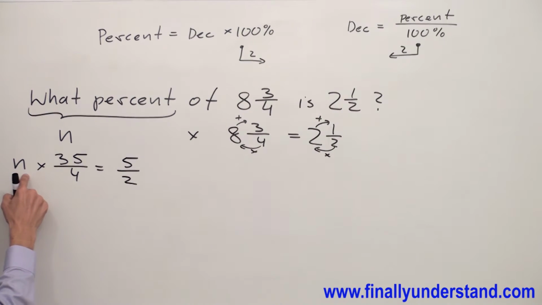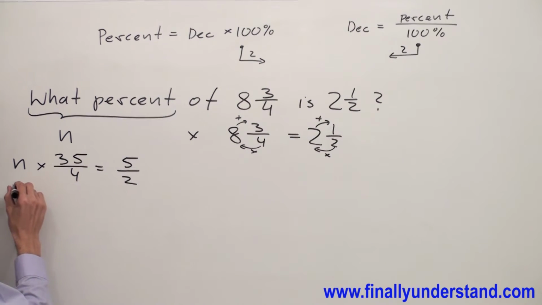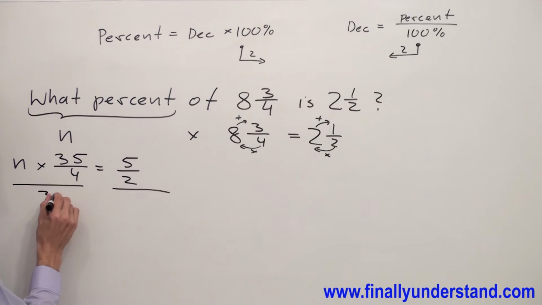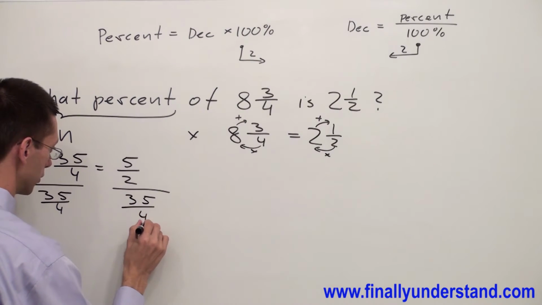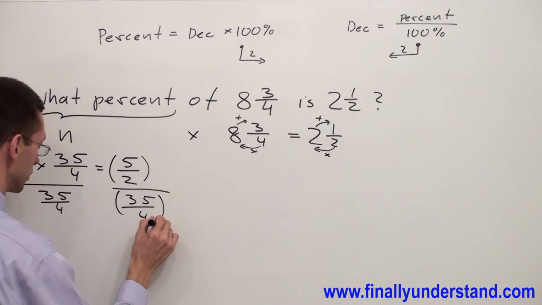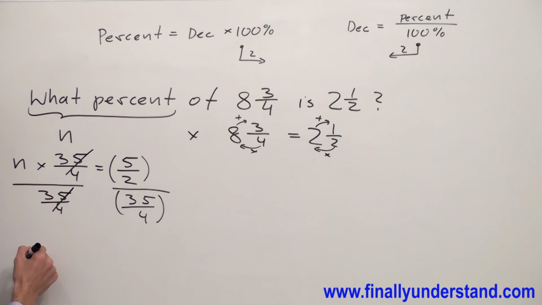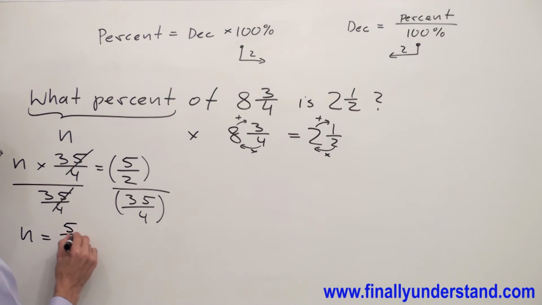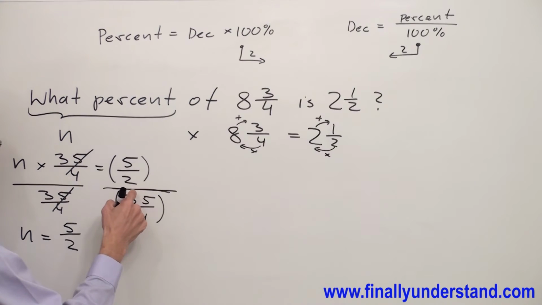Now, because I have multiplication, I can eliminate 35 over 4 by dividing both sides of the equation by 35 over 4. Let me put these fractions in parentheses to see them better. So 35 over 4 and 35 over 4 will cancel out, and I'm going to end up with n equals 5 over 2 divided by 35 over 4. Remember, the fraction bar represents division.